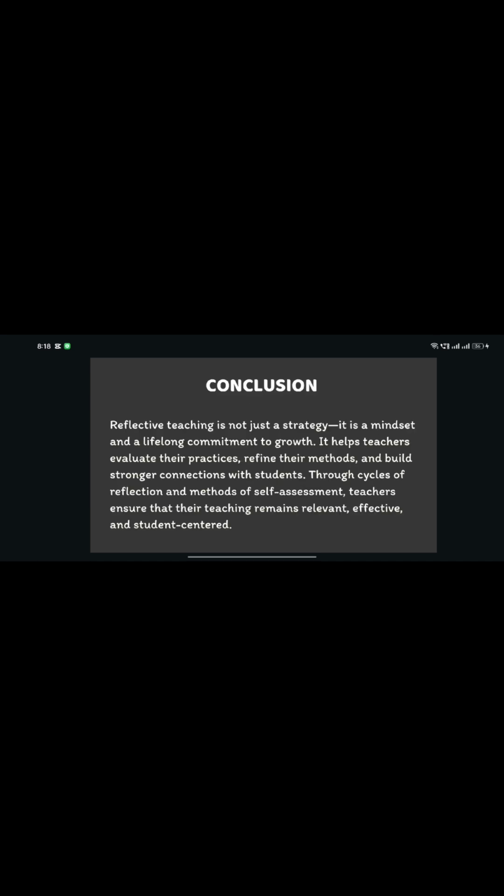So, in conclusion, reflective teaching is not just a strategy, it is a mindset and lifelong commitment to growth. It helps teachers evaluate their practices, refine their methods, and build stronger connections with the students.